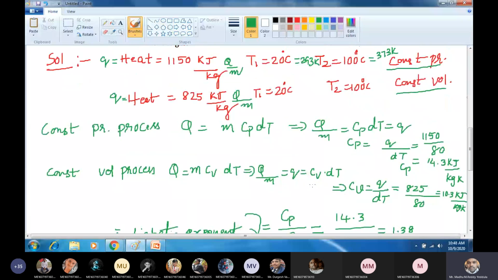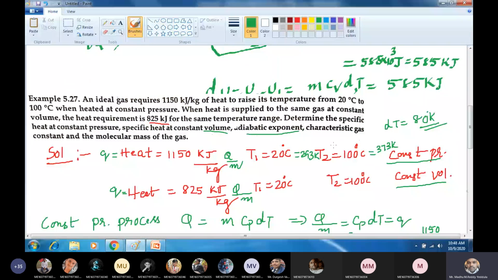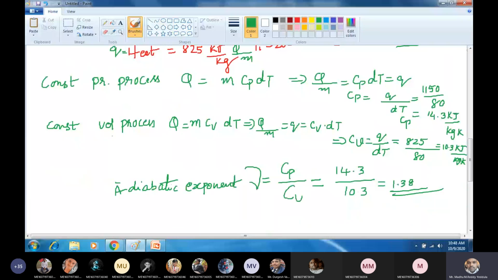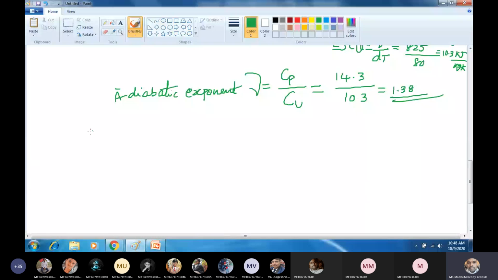Next, after the adiabatic exponent, it is asking for the characteristic gas constant. Characteristic gas constant means R or R naught? R, very good. So the gas constant R is the difference between specific heat at constant pressure and specific heat at constant volume, Cp minus Cv, that is equal to 4. Units will be kilojoules per kg Kelvin.